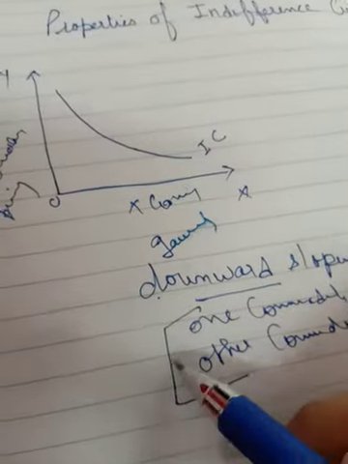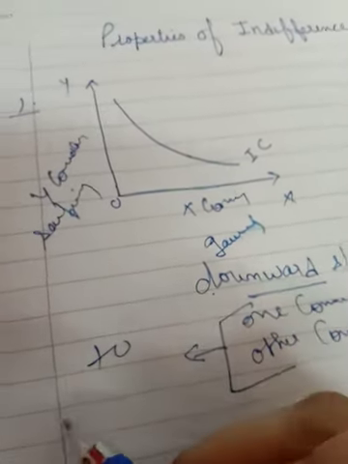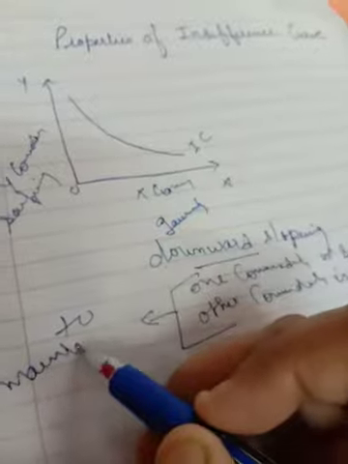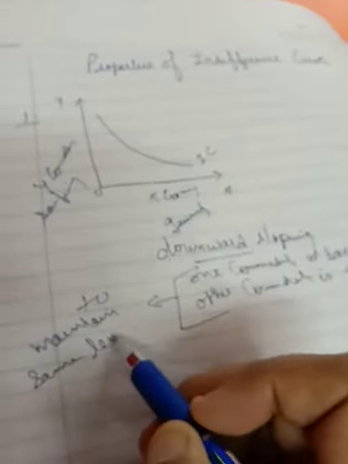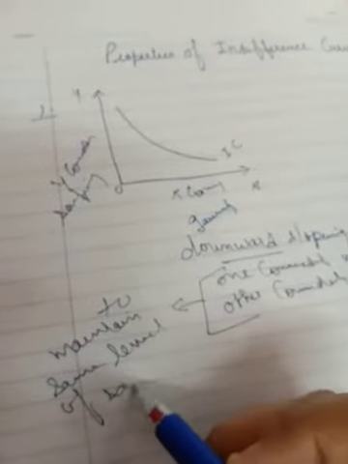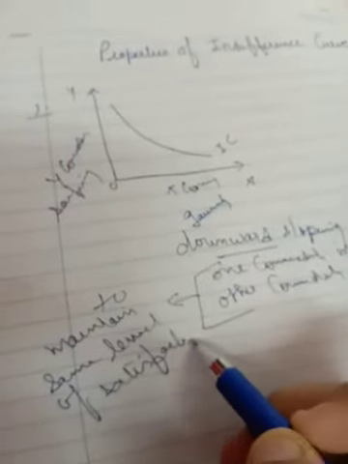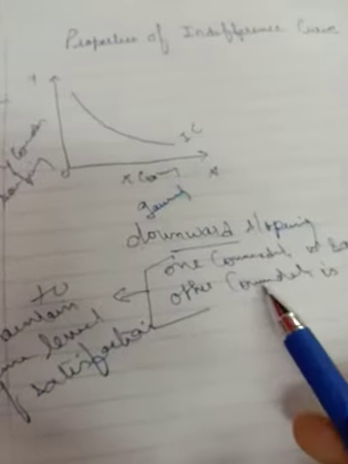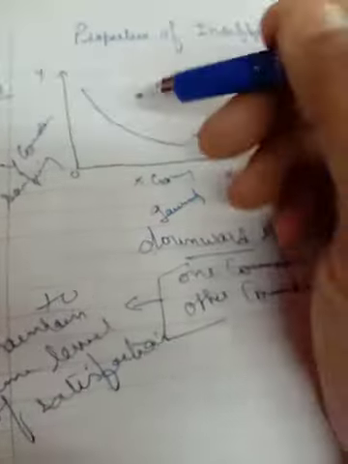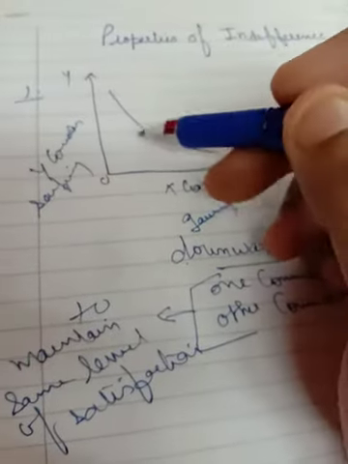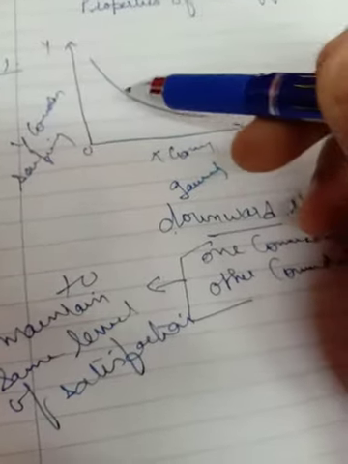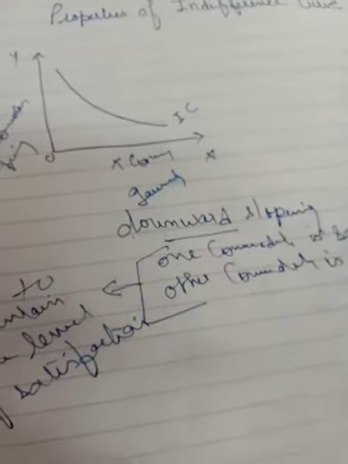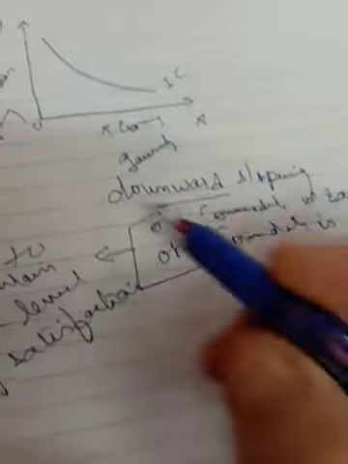Why has it happened? To maintain the same level of satisfaction. So that is why one commodity is sacrificing and the other commodity is gaining, to maintain the same level of satisfaction on all the points on the indifference curve. Because all the points represent combinations of x and y commodity, all the points of the indifference curve show the same level of satisfaction. That is why it is downward sloping.